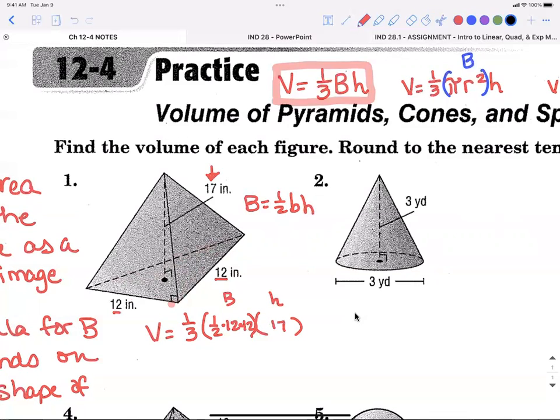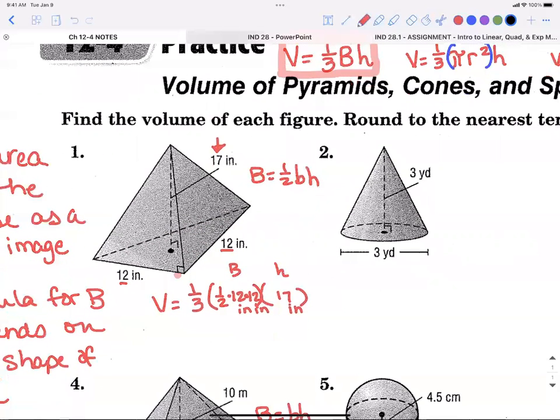Now, of the numbers we've plugged in so far, which of these carries with it the unit, which would be inches in this case? What do you guys think? The 1/3 part of the equation doesn't have inches. The 1/2 part of the equation doesn't have inches. So it would be 12 inches, 12 inches, and 17 inches. That's going to become important in a minute when we write our answer.